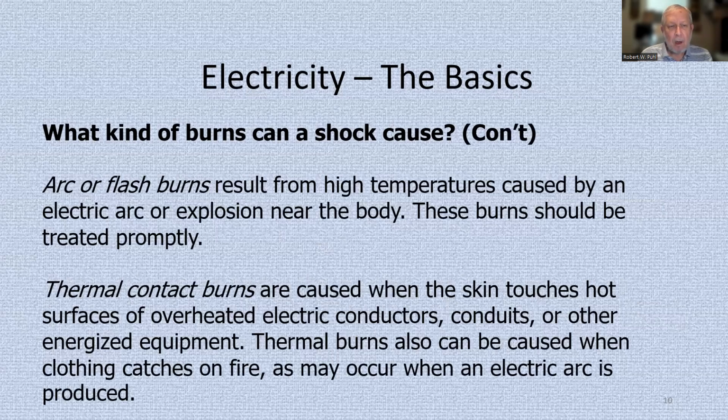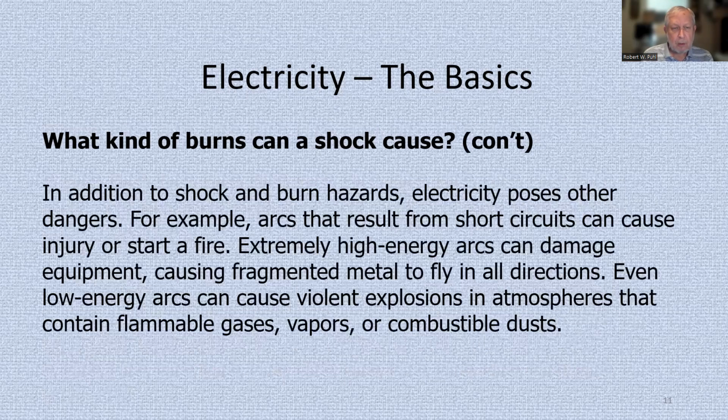Nasty stuff. Arc or flash burns result from high temperatures caused by an electric arc or explosion near the body. These burns should be treated promptly. Thermal contact burns are caused when the skin touches hot surfaces of overheated electrical conductors, conduits, or other energized equipment. Thermal burns also can be caused when clothing catches on fire, as may occur when an electric arc is produced.